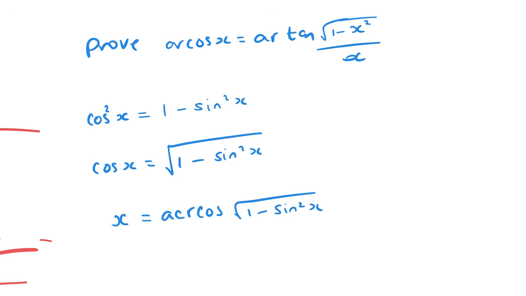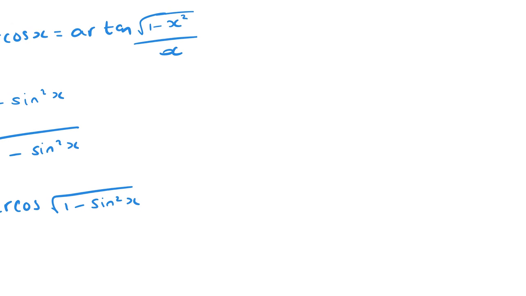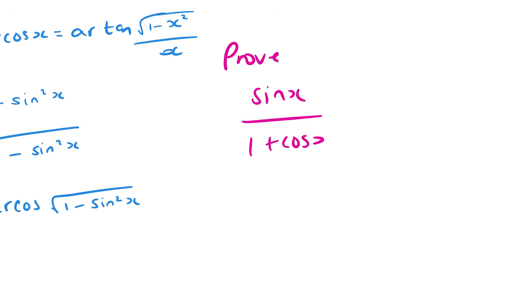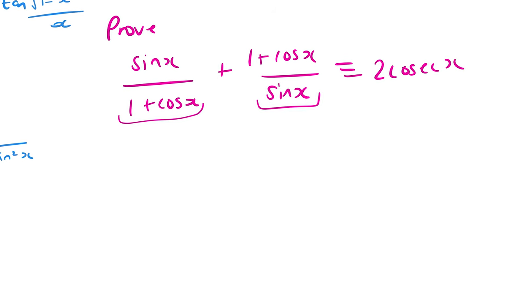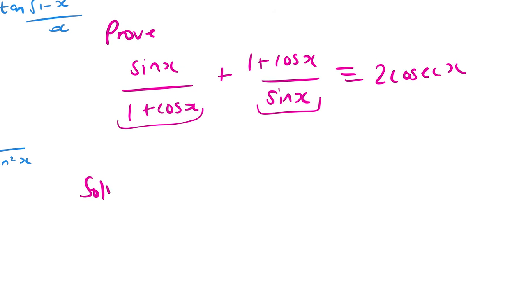These are like some of the harder ones. Again, more than likely what comes up is these ones where you prove that sine x over 1 plus cos x, plus 1 plus cos x over sine x, equals 2 cosec x. And then you've got to use your manipulation. Remember, when you're adding fractions, you need to have the same denominator. And then it might say solve this for something in the interval. Again, back to P2. So nice and simple there.